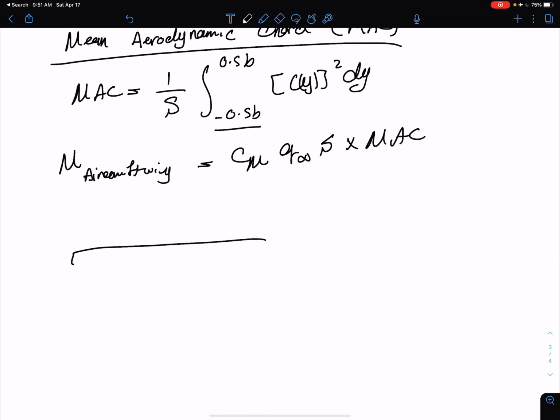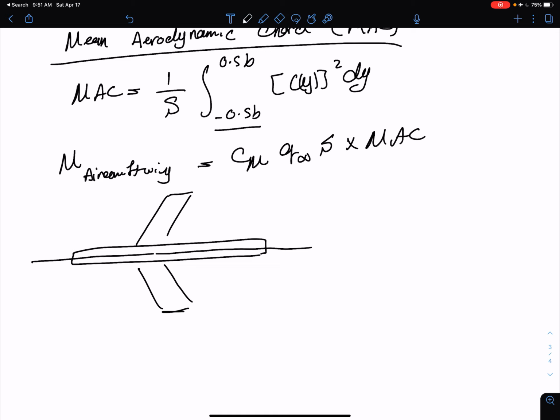Let's have a top view look at your wings. Let's say this is your fuselage and these are your wings. Here, what we usually have, and I'm pretty sure you already know about this because we have done this, is that this is the y-axis where y is equal to 0. We go to positive b over 2 and negative b over 2, which makes your span to be b.